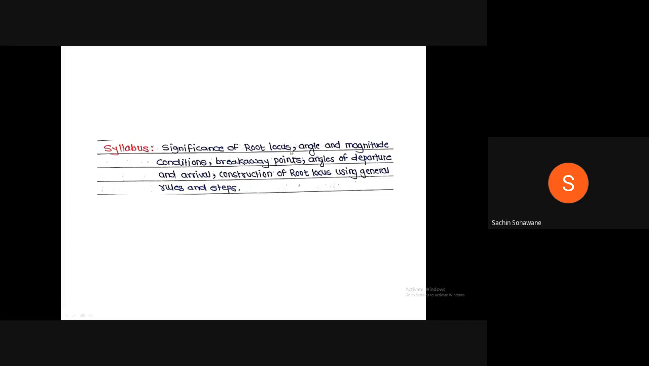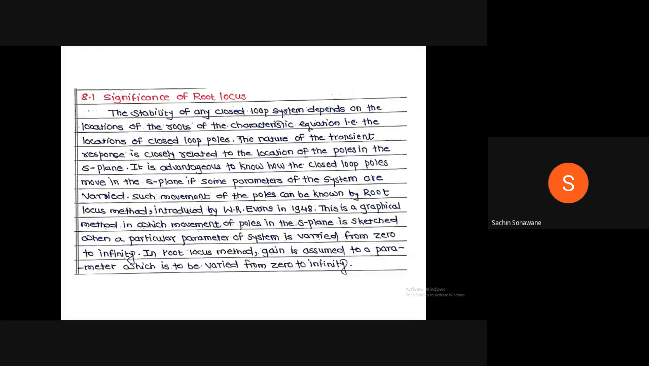Significance of root locus, angle and magnitude conditions, breakaway points, angle of departure and angle of arrival, construction of root locus using general rules and steps. Therefore, first of all, we will see some theory and afterwards we will solve problems. Now, significance of root locus.